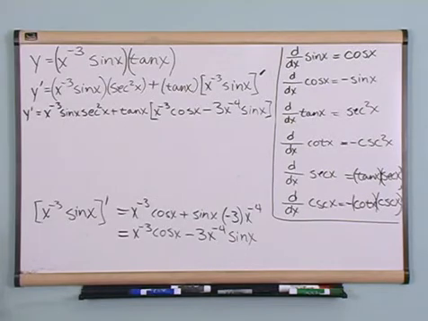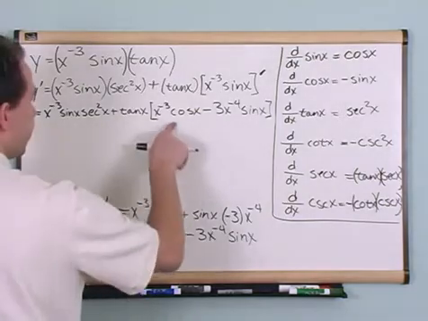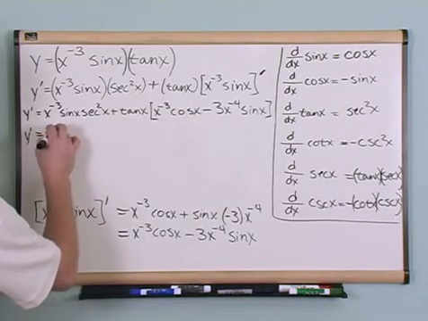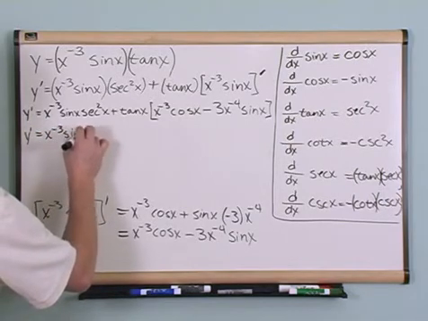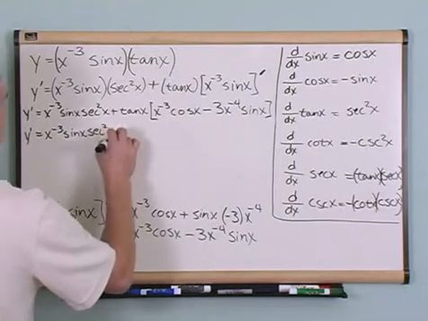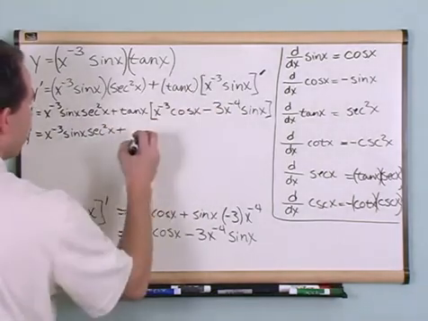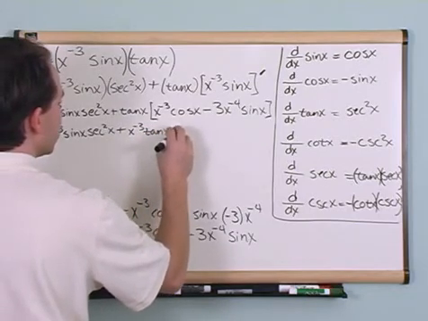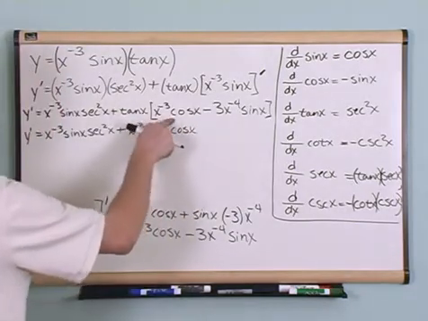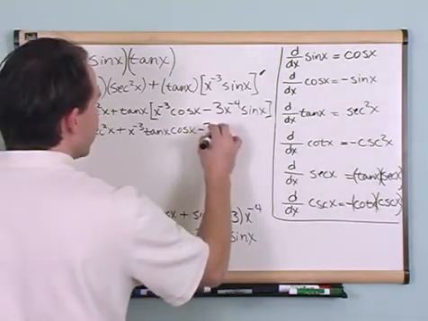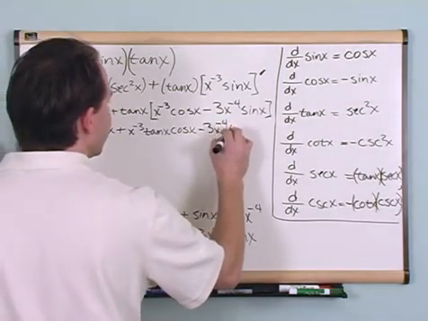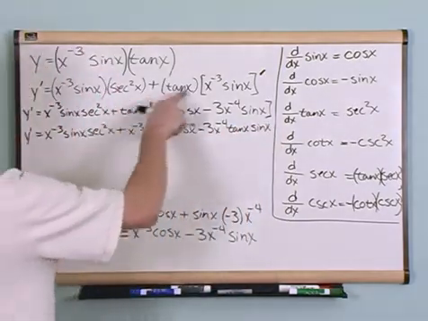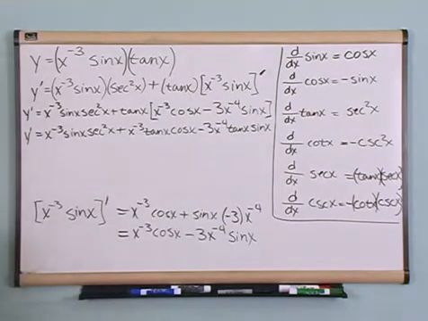So in the end, really all you're going to be able to do is distribute this tangent in. So you have y prime is equal to x to the minus 3 sine of x secant squared of x plus, and then I'm just going to distribute this tangent in, x to the minus 3 tangent of x cosine of x, that's tangent distributed into this first term, minus 3x to the minus 4 tangent x sine of x. So this is the tangent distributed into the second term. And really that's the answer.